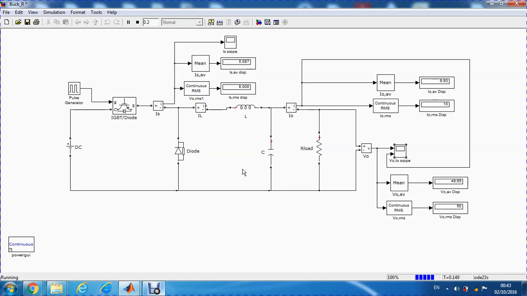Once we finish that, I will also show you what will happen if I increase the duty cycle, and we will see the effect on the average values and the RMS values, and on the waveforms through the oscilloscope. Alright, it's finished now.